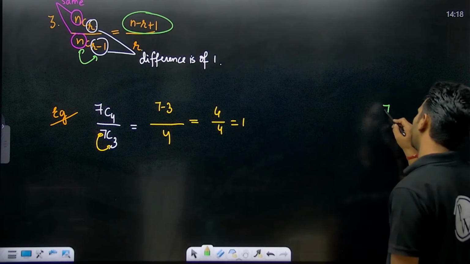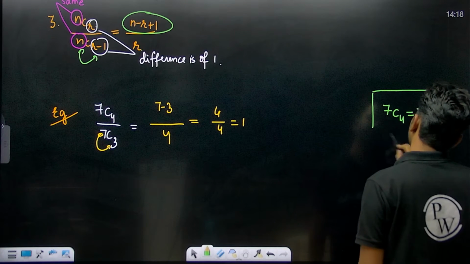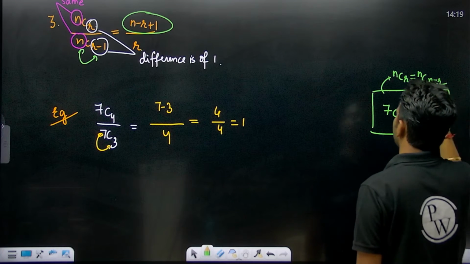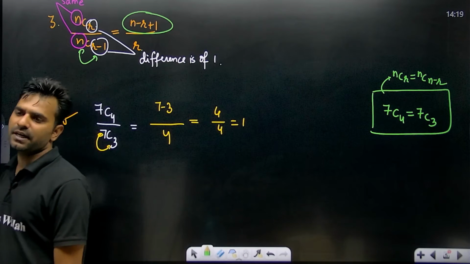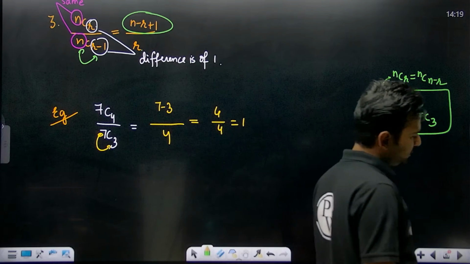Yes, because you know nCr equals nC(n minus r). So with the help of this property also, you guys can feel that nCr and nC(n minus r) are equal. So 7c4 and 7c3 have to be equal only.